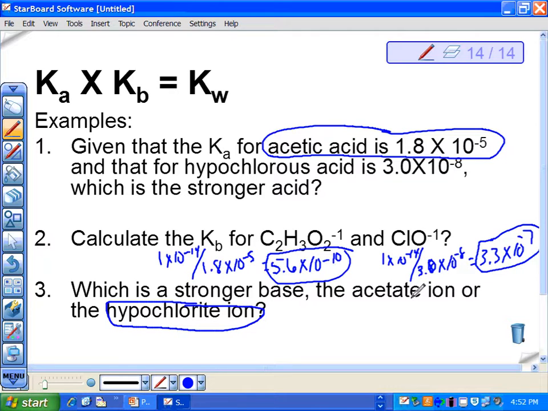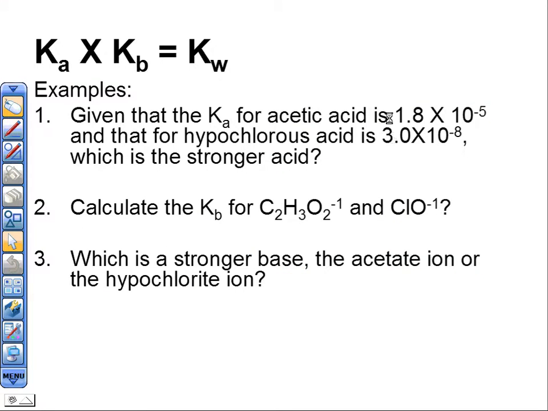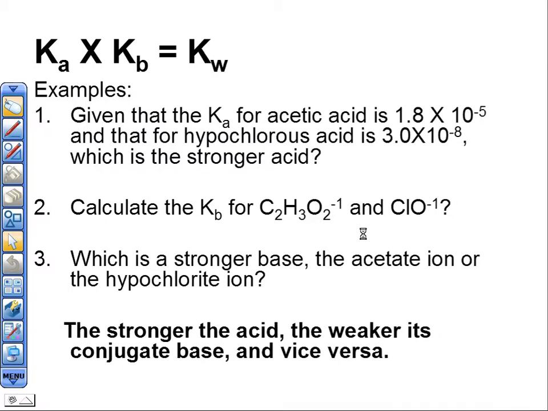So if you'll notice, the stronger the acid, the weaker its base. And the weaker the acid, the stronger its base. So that's how you can tell. So you could have actually been able to answer question 3 without having to do part B. I just wanted to show you mathematically. So the next part of this PowerPoint says the stronger the acid, the weaker its conjugate base, and vice versa.